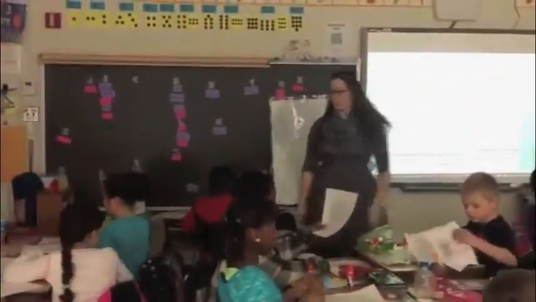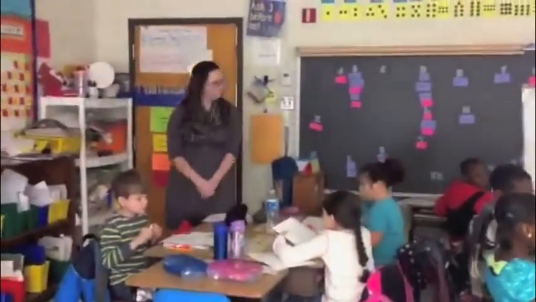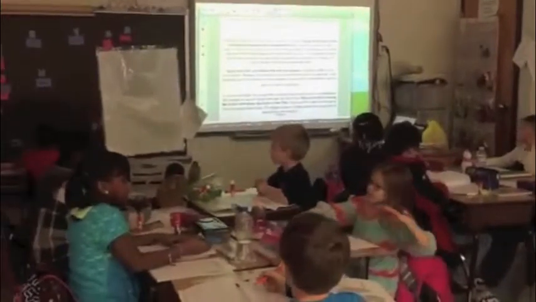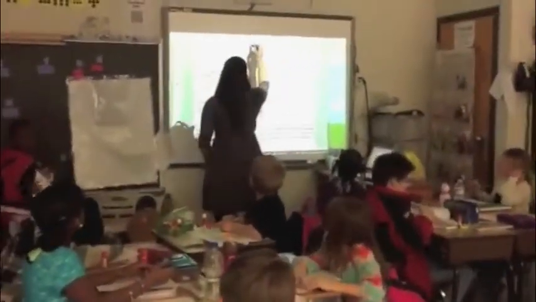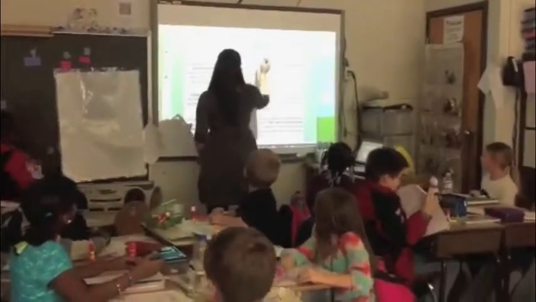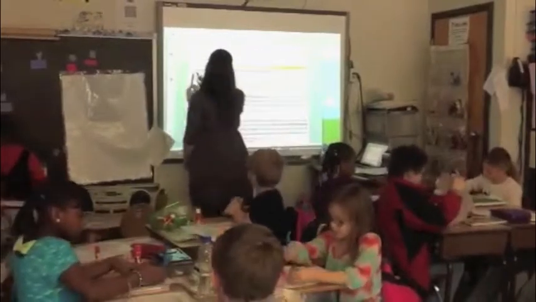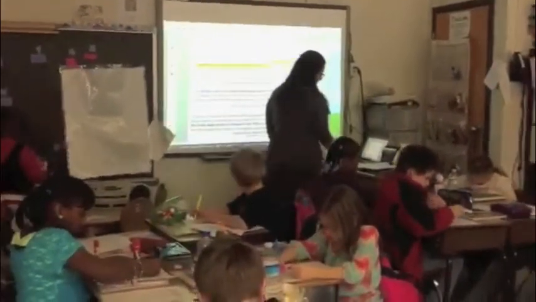It says ancient Egyptians lived in the country of Egypt. Egypt is located in the northeastern corner of the continent of Africa. Everyone take out your highlighter and highlight right here. Egypt is located in the northeastern corner of the continent of Africa.